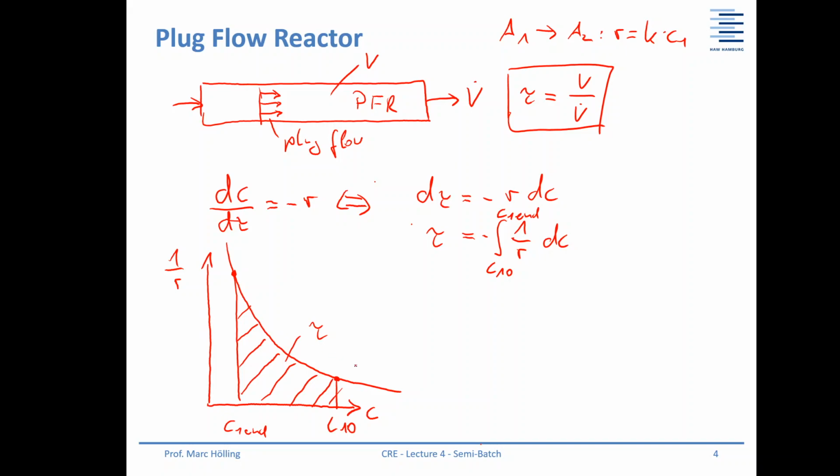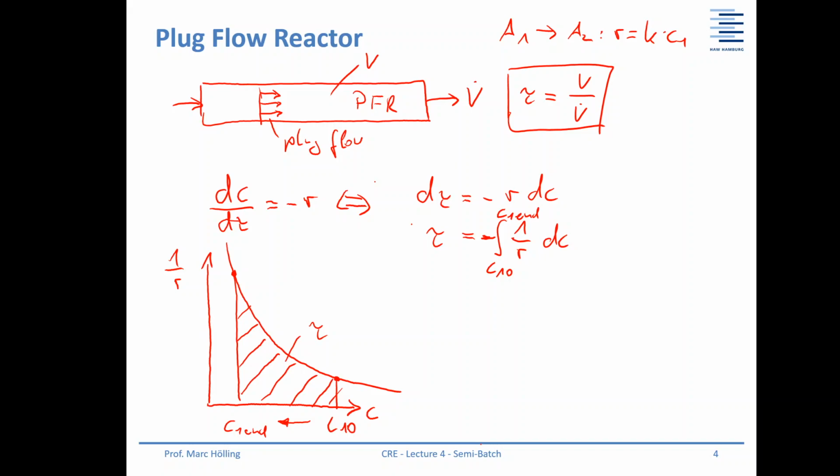You can just go to this graph, and just by identifying the area, you can see what your reactor size is. So if you know your tau, then you can easily calculate your volume from the above equation. Maybe one comment about the minus here. We start with a high concentration and go to the low concentration, and to give it a positive value, we need the minus sign in front of the integral. That's why we end up with a positive value for the residence time.